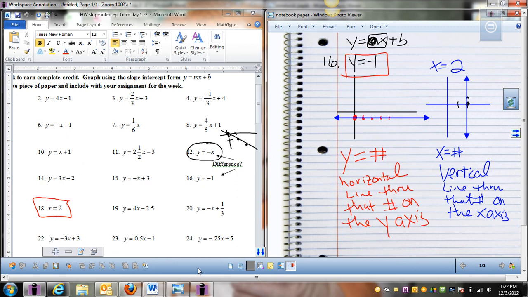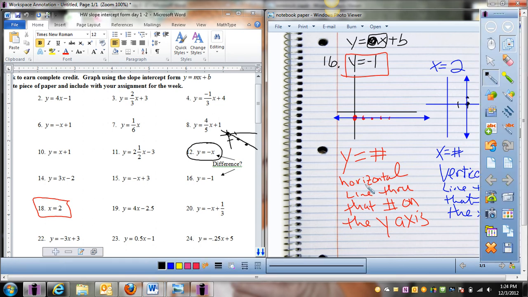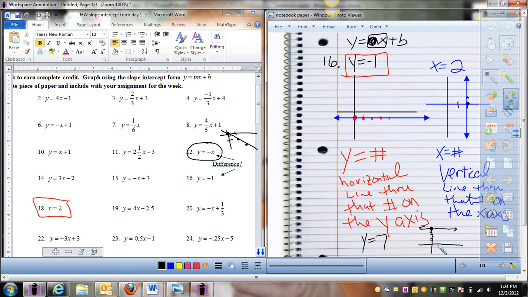Okay? So just a quick check, make sure you got that. What would y equals 7 look like? Y equals 7 would look like this. 1, 2, 3, 4, 5, 6, 7. Horizontal, just like that. X equals 5 would go 1, 2, 3, 4, 5, and a vertical line at 5. Okay? And those are sloppy graphs, but you get the idea.